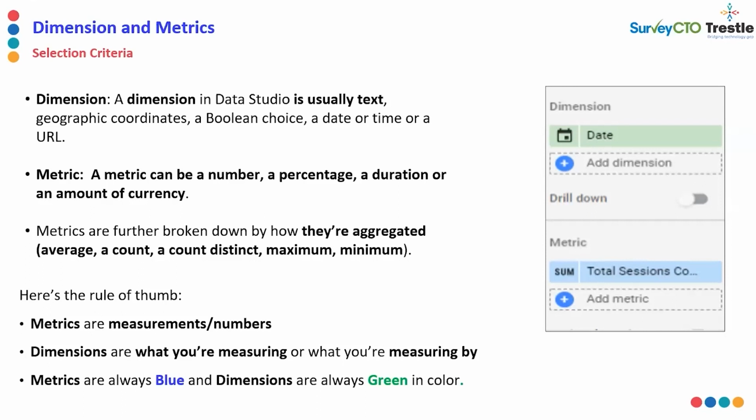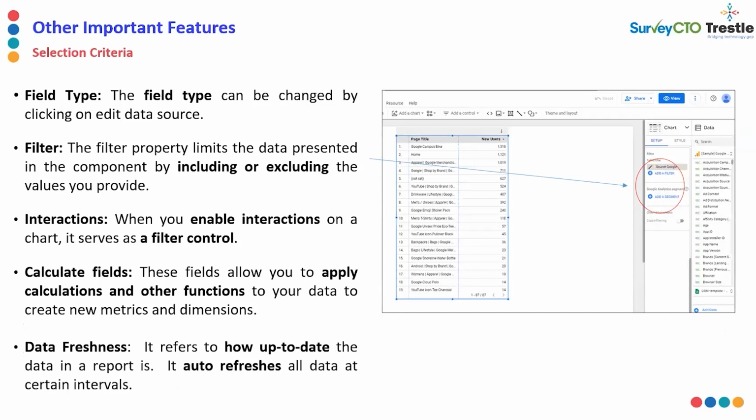So once you decide this is my dimension and this is my metrics, then you can start working on the form. Then what are the different fields? Once you have defined metrics and dimensions, you also need to define the field type. As you know, in SurveyCTO also, field type is very important, right? If you do not define the field type correctly, then it can mess up your data. You can go to edit data source and change the field type.